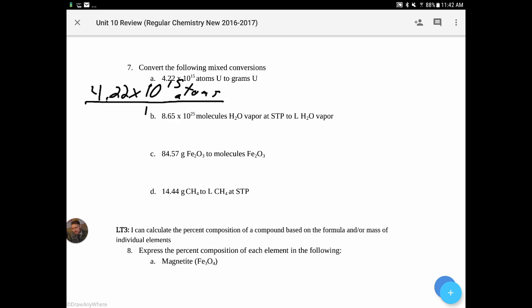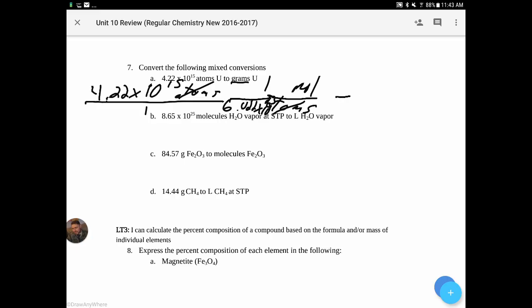All right, so we do our first conversion factor. We put atoms on bottom so that atoms cancels out. We want to convert that to moles, so we put moles on top. 1 always goes next to moles. The number that goes next to atoms is 6.022 times 10 to the 23rd. Now atoms cancels out. We're left with moles. Moles is not where we want to be. We want to be at grams.